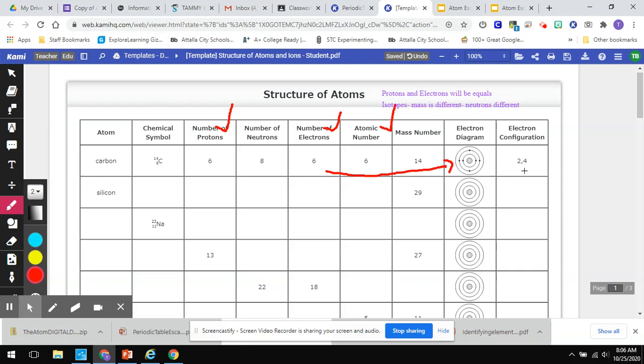Well, electron configuration is just how many is on each orbital, starting at the centermost. And the first one's always going to be 2, and then the next one you would count how many is there.